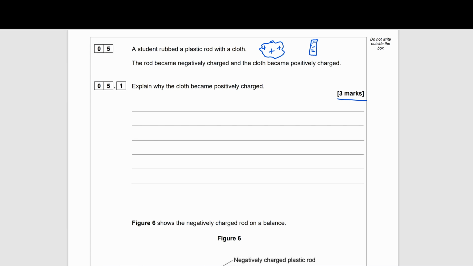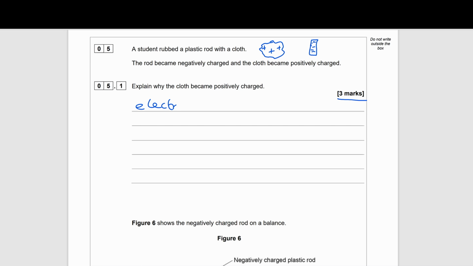So why is this happening? Well, both of these objects are made from atoms. We know that an atom consists of protons, neutrons, and electrons. We know that the nucleus is where the protons and the neutrons are found. We know that the electrons are found in the shells orbiting the nucleus. So anytime an object becomes either negatively or positively charged, it's because there's been a transfer of electrons.